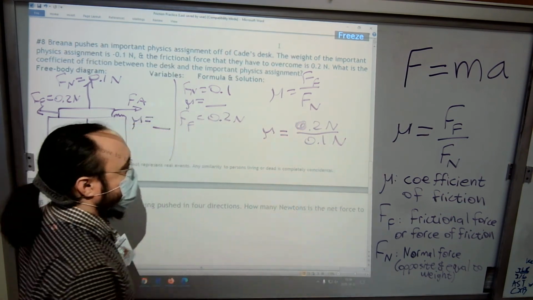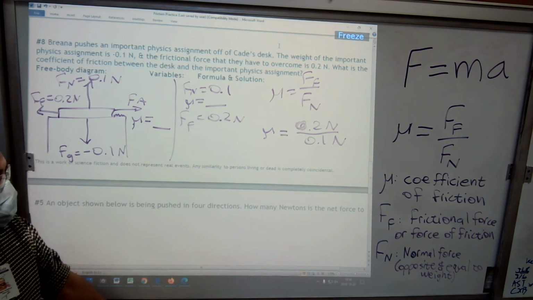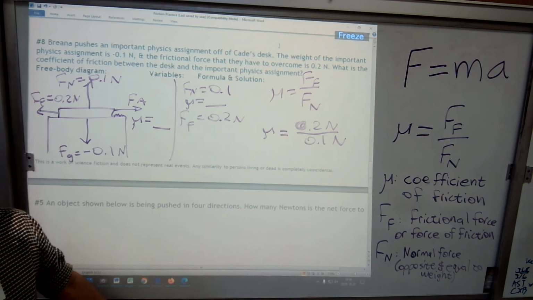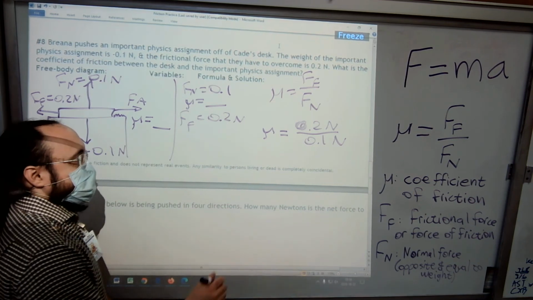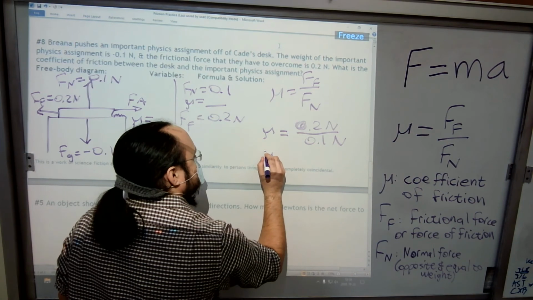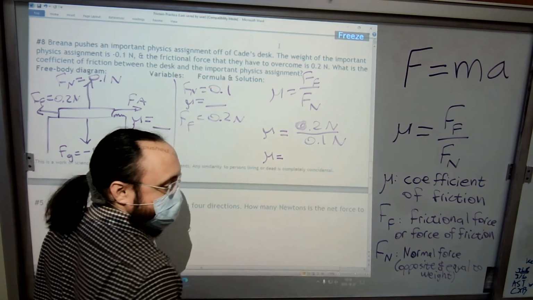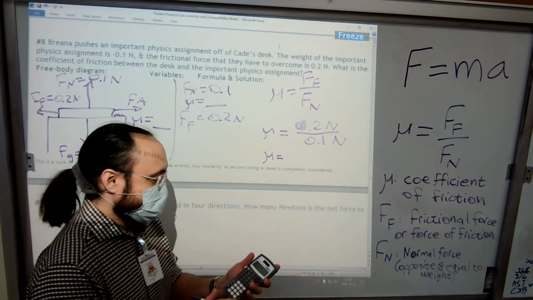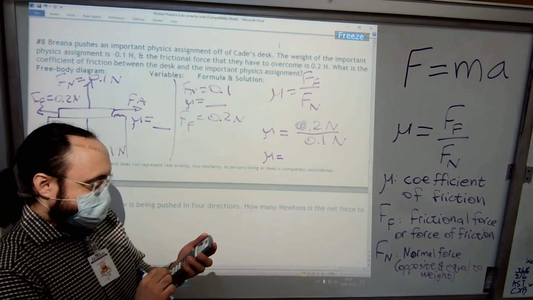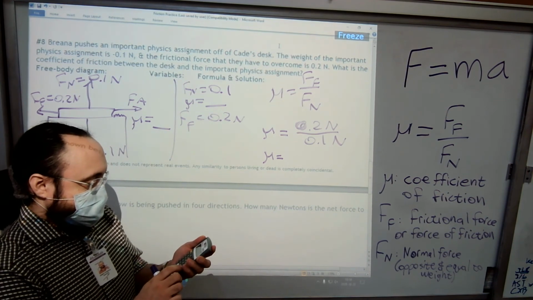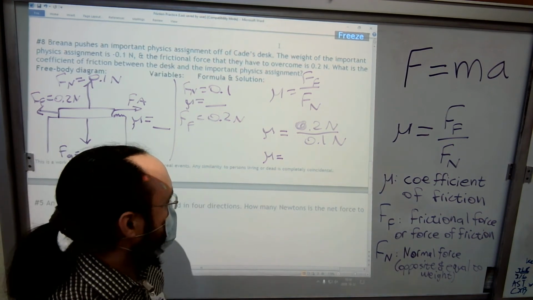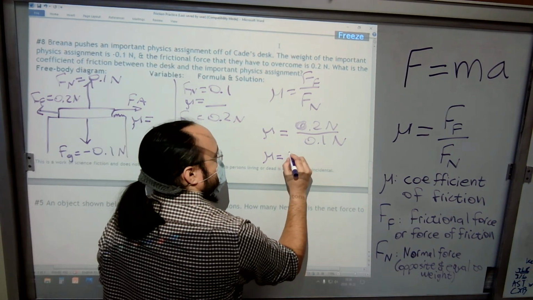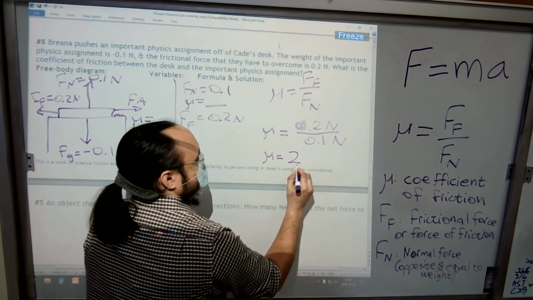Wow, 0.2 divided by 0.1 is probably 2, right? That's the same as 2 over 1, except it's 0.2 over 0.1. Or is it? Yeah, it ought to be 2. I feel crazy doing this in the calculator, but I almost confused myself. It's 2. We did it. Coefficient of friction is 2.